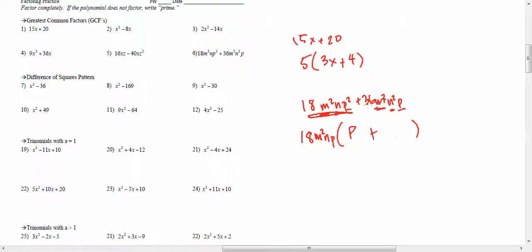Plus, if I pull out an 18 out of here, what am I left with? 2. If I pull out 2 m's, none. What about 1 n? I'm left with 1 n. What about 1 p? None. That's my factored form. It's not that bad. It looks crazy. It looks scary. Not that bad. Got it?